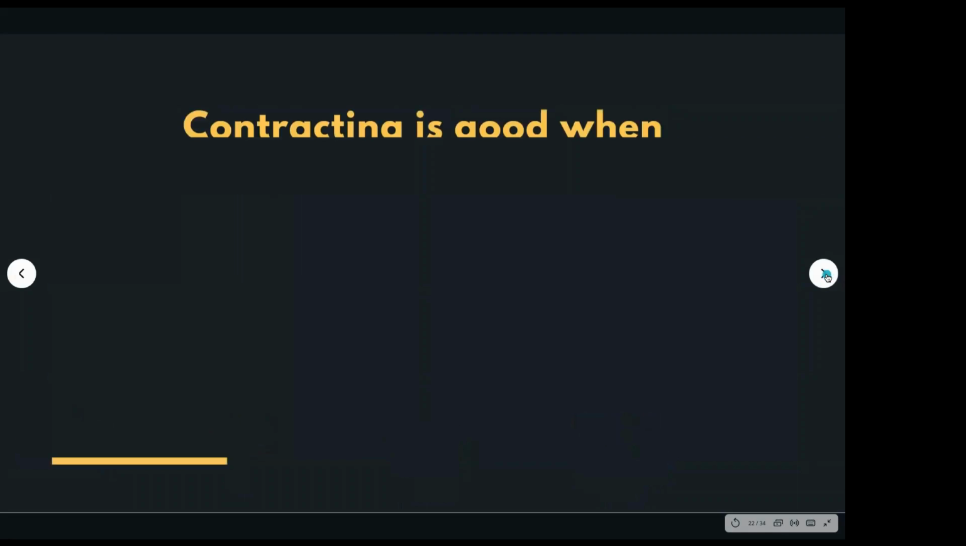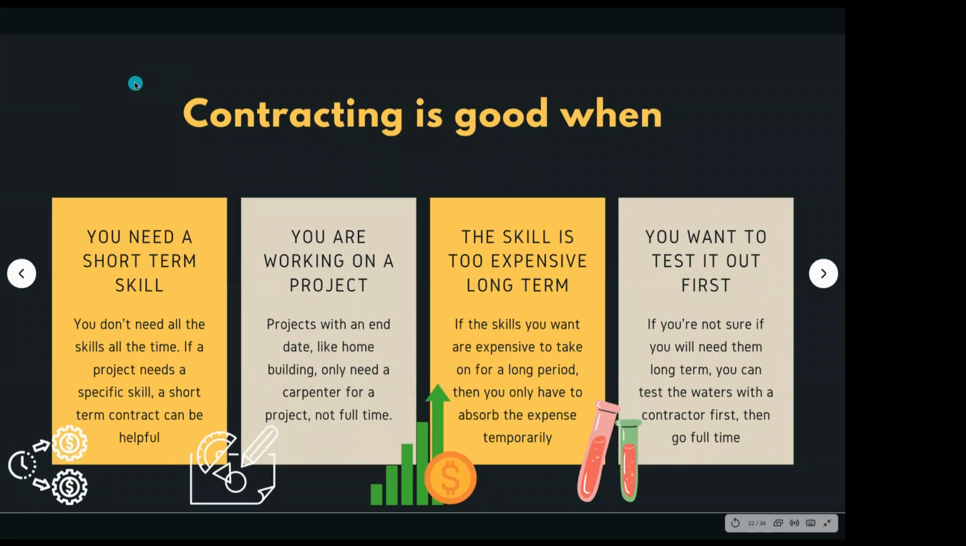But if you're considering contracting, it might be where you need a particular short-term skill. So for instance, if you've got a project that's only for a short period of time and it needs a specific skill to be used over that short period of time, then having a short-term contract can be very helpful. In fact, pretty much the only way you can get people in. You cannot hire people who have specific programming skills unless you've got the need for that programming skill every single day of the year moving forward.